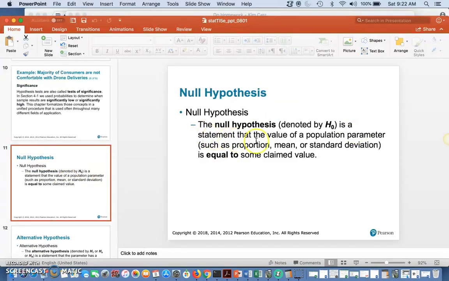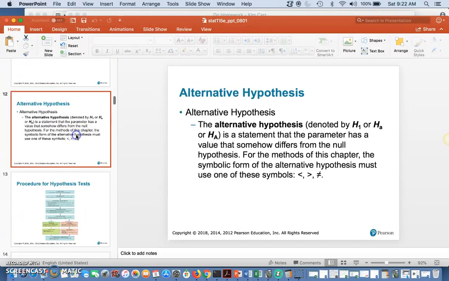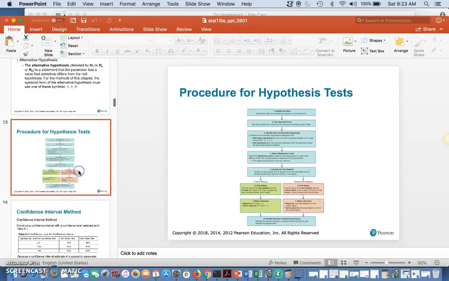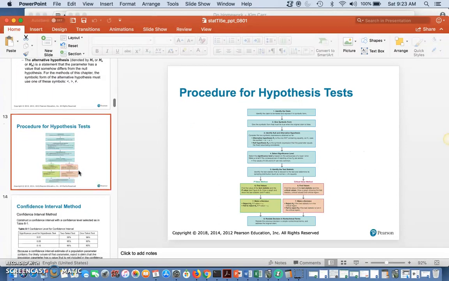The null hypothesis is a statement that the value of the population parameter equals some claim, and then there's the alternative hypothesis. The alternative is going to differ from the null. The null, generally speaking, is the equals, and the alternative hypothesis uses one of these three symbols. And then here's a procedure for hypothesis testing.